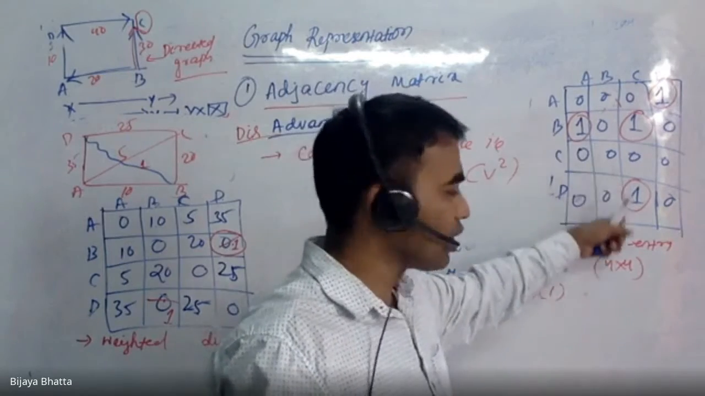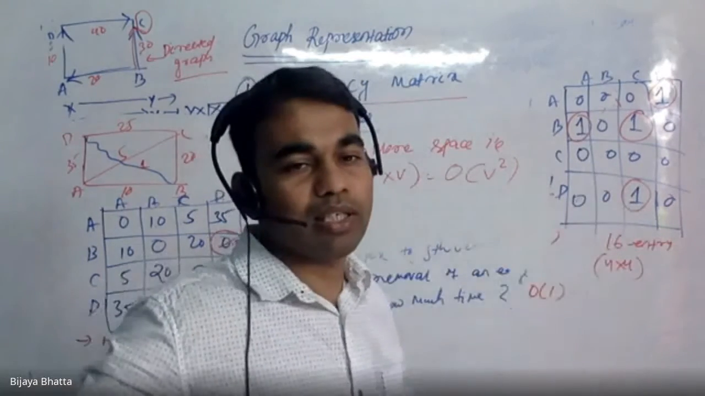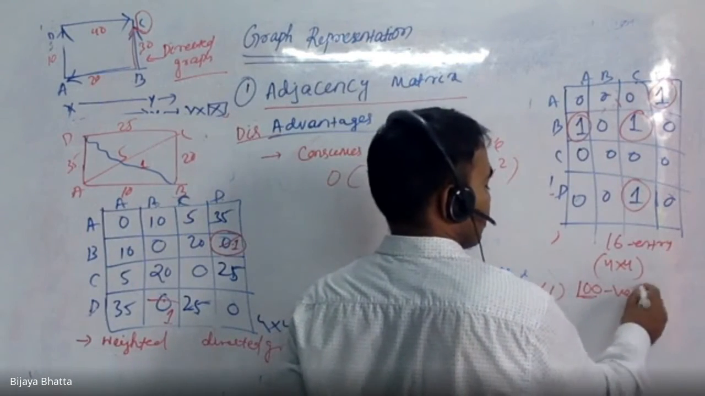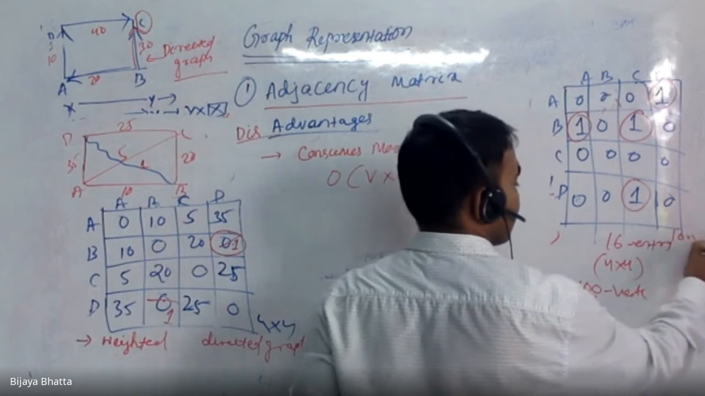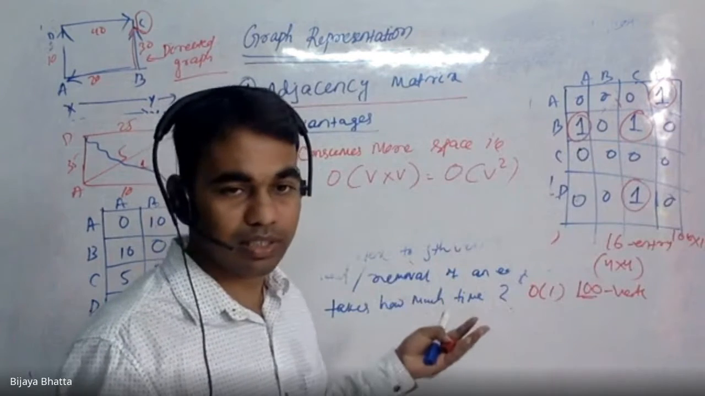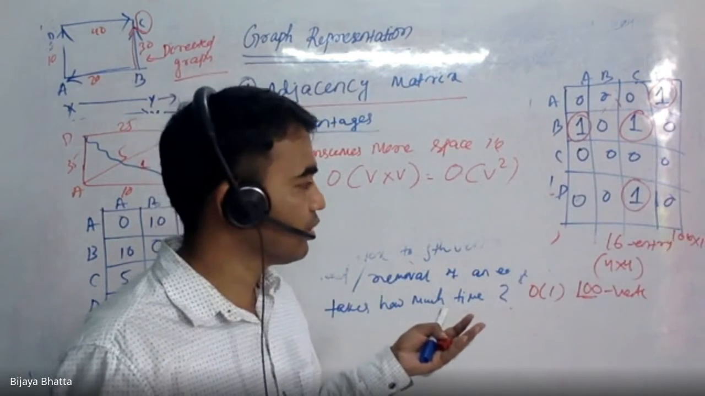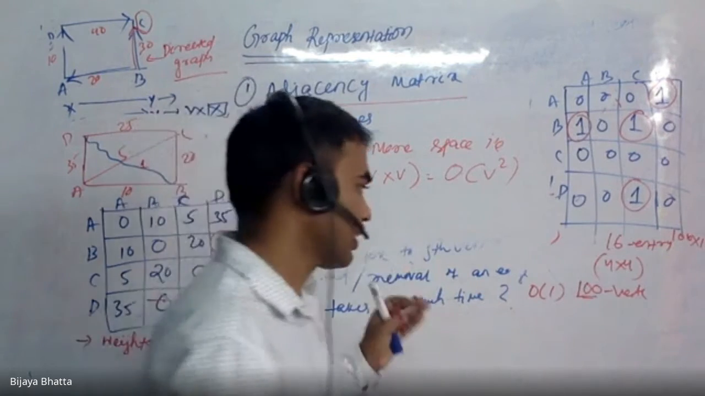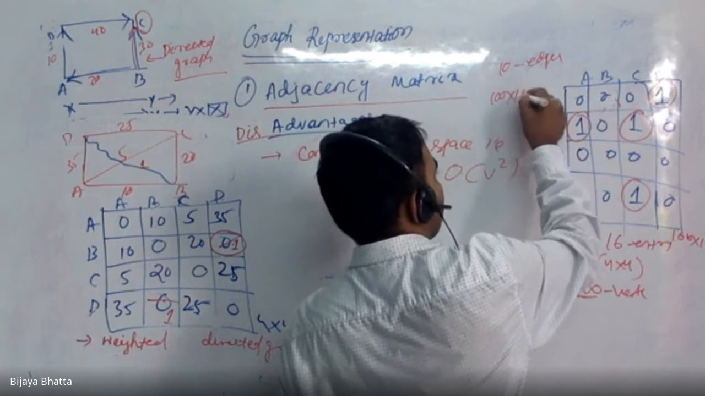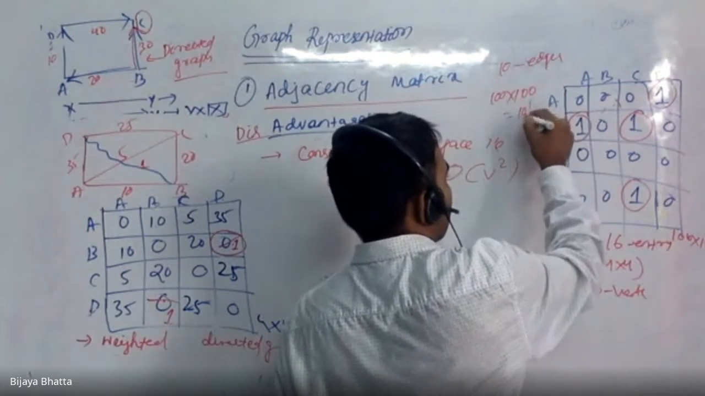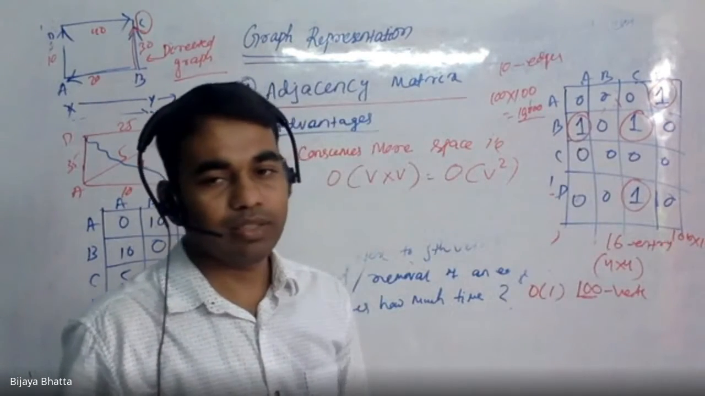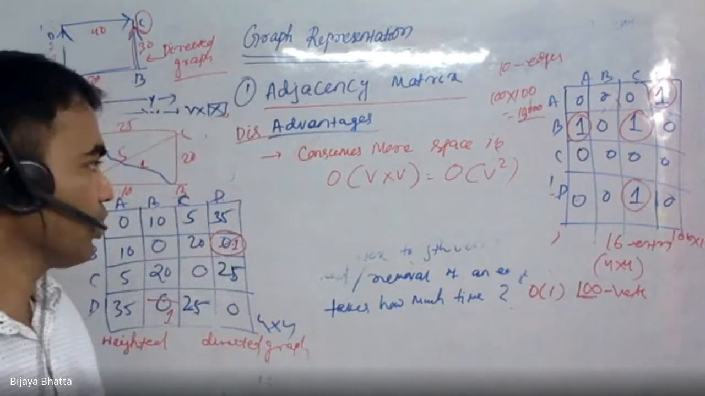Think about it. Suppose there are only 4 edges, but I have hundreds of vertices. 100 vertices are there, then you will create a matrix of 100 cross 100, is it not? Although maybe suppose 10 edges are there in that graph. In order to store only 10 edges, you are creating a 100 cross 100, which is how much? 10,000 entries you are creating in the matrix, which is just a waste.